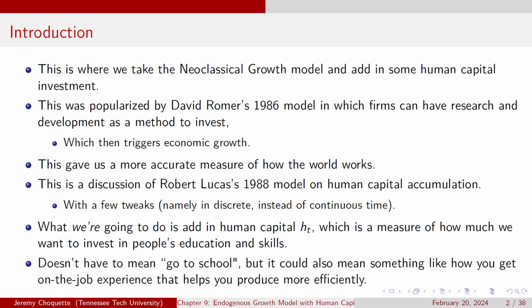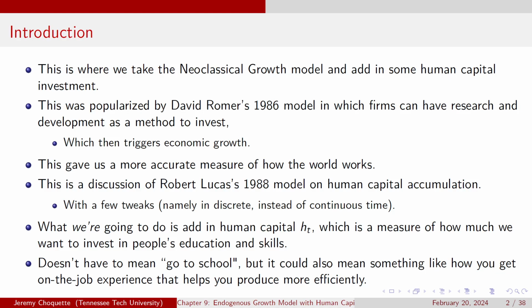So this is really going to be a discussion of Bob Lucas's 1988 model on human capital accumulation with a couple of tweaks. The biggest one being that it's in discrete time instead of continuous time. Now, you might be going like, well, what the hell's the difference? Be glad that you don't know what the difference is. I took courses that were almost entirely in continuous time, and I still don't really feel like I have that great of an understanding of continuous time dynamics.